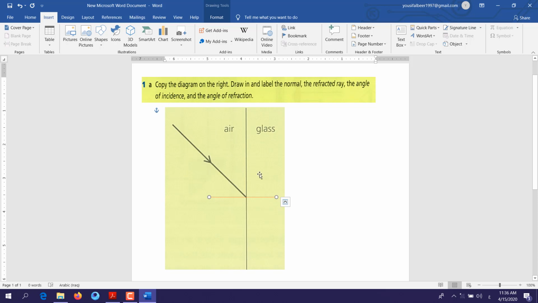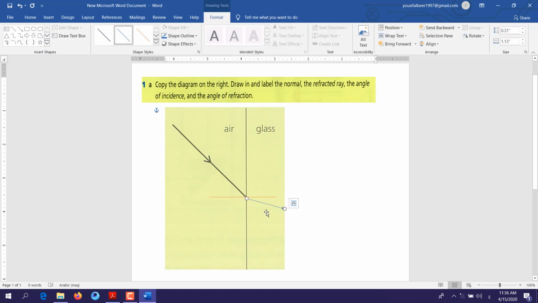From air to glass, we said the light will bend where? Toward the normal or away from the normal? As we said before, it will be toward the normal. So if we draw another line, we will draw it in this way. As you can see, what is happening is it's bending toward the normal.